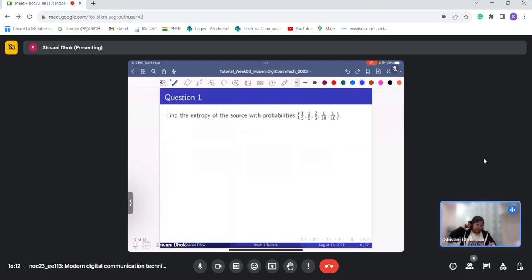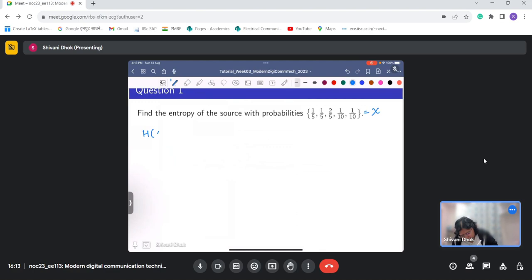So this is the first question that we have here. It says to find the entropy of the source with probabilities 1 by 5, 1 by 5, 2 by 5, 1 by 10, and 1 by 10. So let's say this is some source X and we need to find the entropy H(X). We have seen that the formula for this is summation j equal to 1 to n. Here n is 1 2 3 4 5, so it will be 1 to 5.